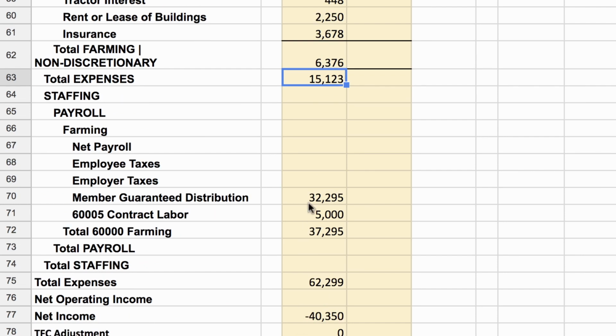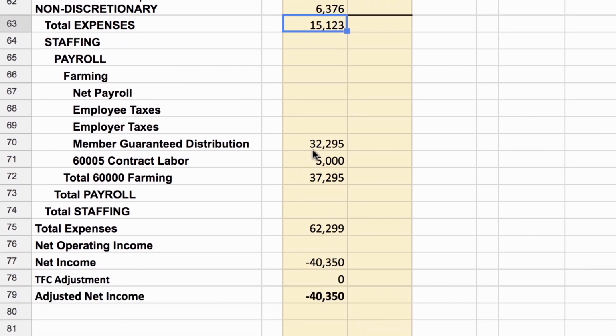And in that staffing, we have $32,295 for my salary personally, and I talk more about that in the blog post for this video. But I get a guaranteed distribution as an operating member of the company, which basically means that I do get a salary from month to month. There's no taxes taken out of it. I have to pay my own taxes because I'm part owner. So that goes to me.